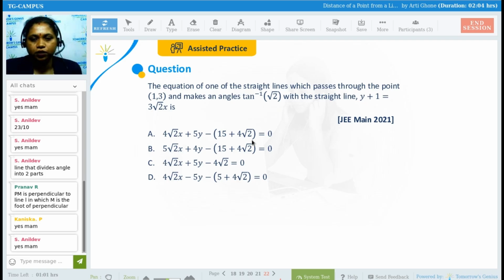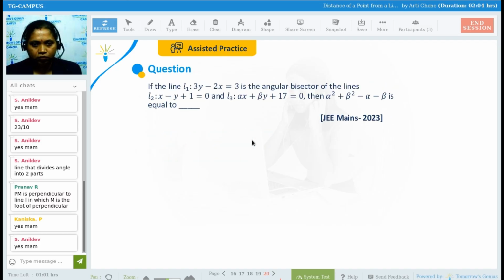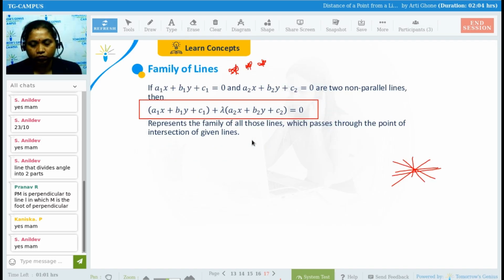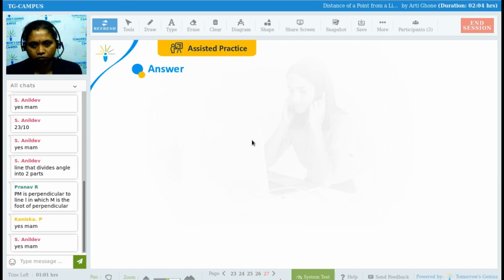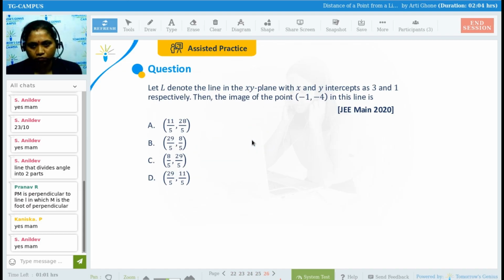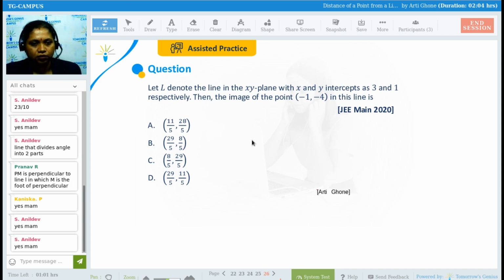Hello everyone, let's get back to the solving part. Kanishka, Mitra, Anil Dev, Pranav, are you there in class? Should I start?